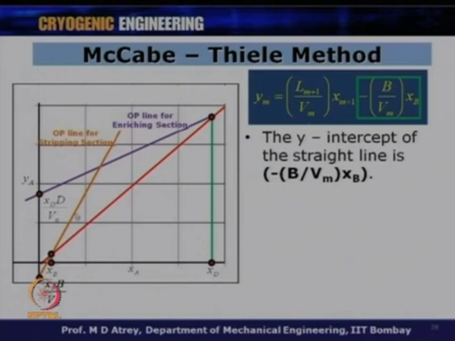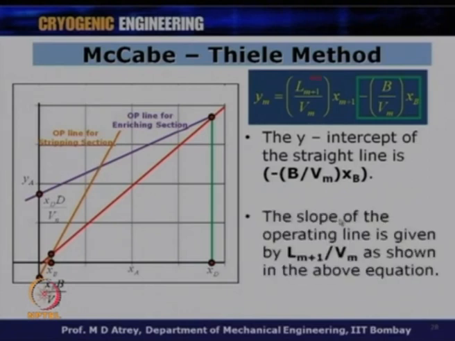So, this line gives me what is y for every x in the stripping section, and what does this line give me? What is my y for every x in the stripping section, and what does this point indicate? This point indicates where both of them meet, and this is something called the feed point, where the feed inlet happens. The slope of the operating line is given by Lm by Vm as shown in the above expression.